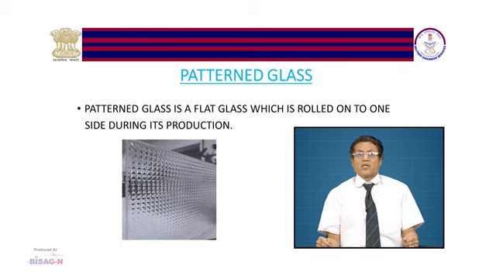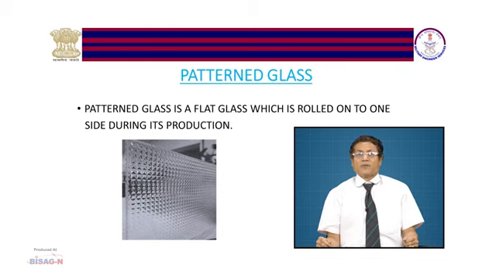Next one is tinted glass. Tinted glass, also known as colored glass, is manufactured by adding some additives in the mixture while manufacturing glass, without compromising the properties of the glass. This tinted glass is used for the aesthetic view and architectural view of the building. Next one is patterned glass.